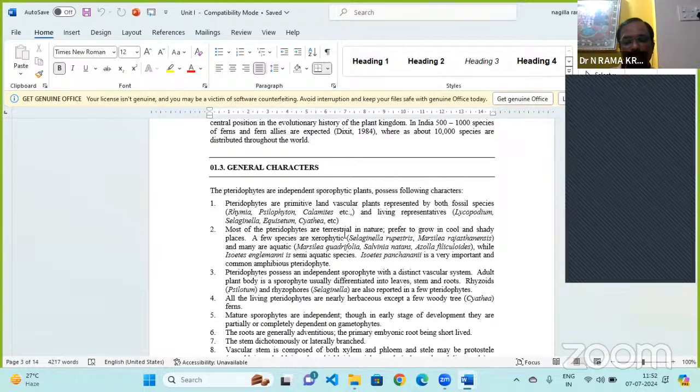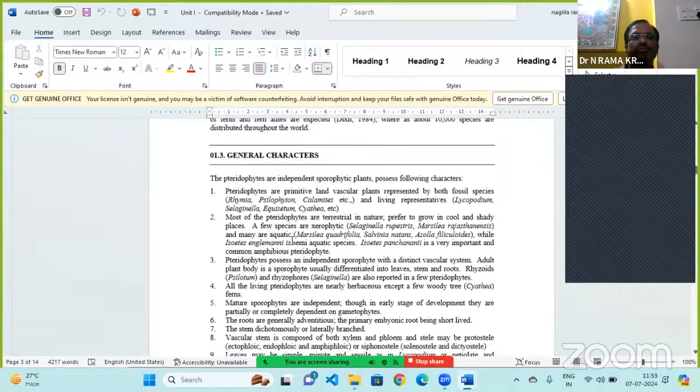So all the living pteridophytes are herbaceous except a few plants that are woody. So all the pteridophytic plants are the first land plants. Some of the plants are aquatic, some grow in dry situations, some are epiphytic, and only one or two species are woody plants. Okay. So next, now you see here.